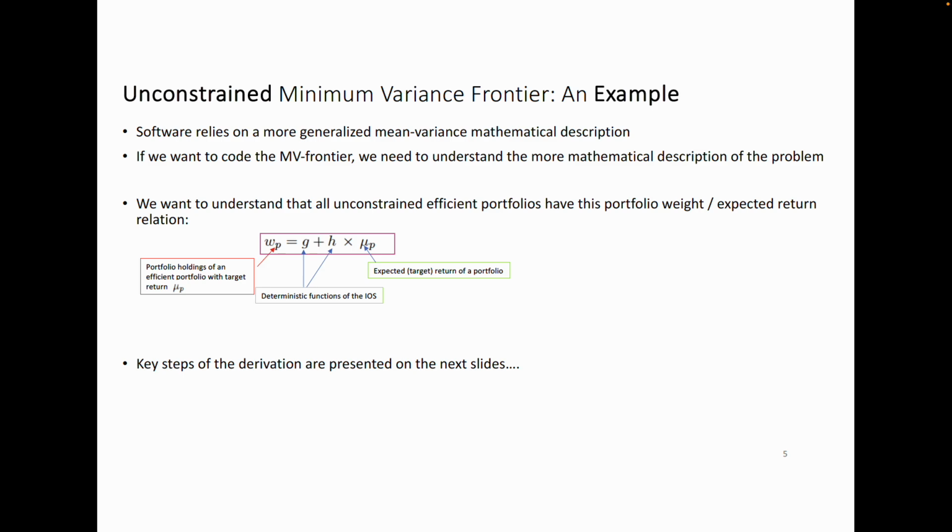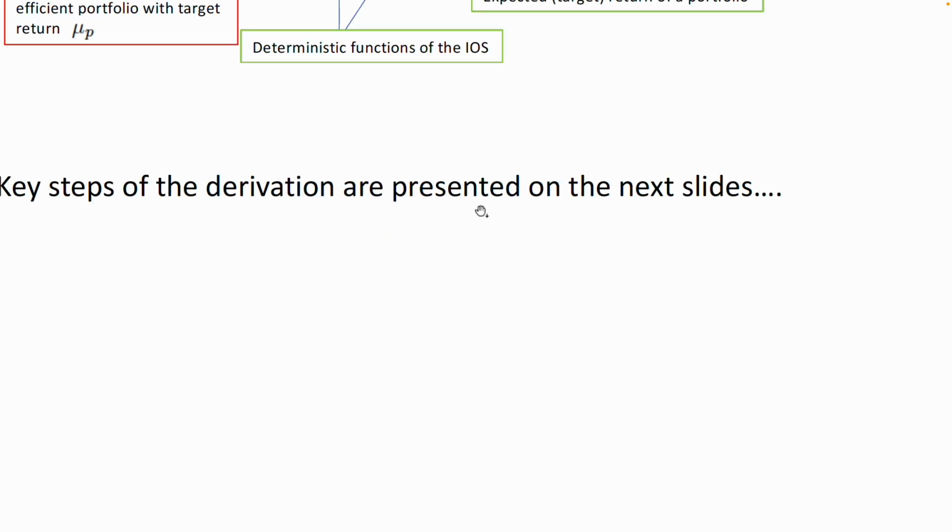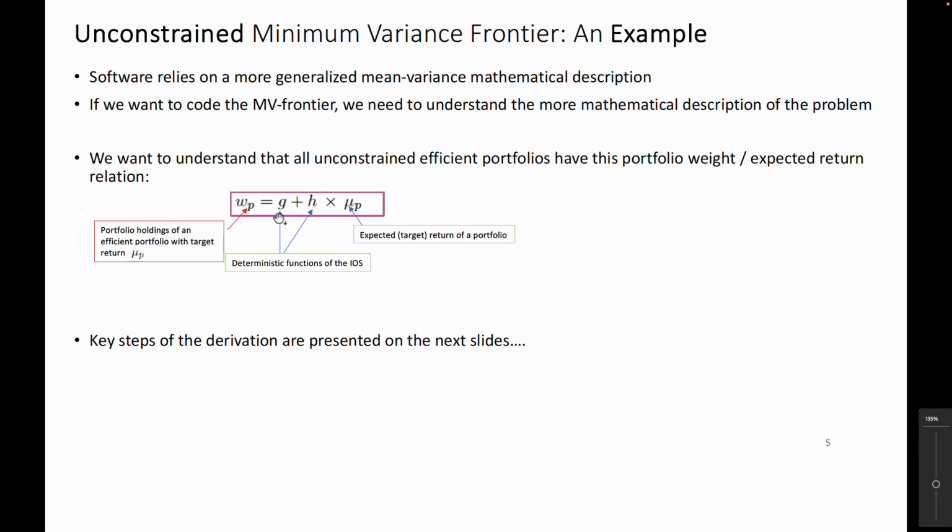And that is what I want to go through today, because if you see any type of software related to asset allocation, or if you program your own, then it turns out for the minimum variance frontier, which we will derive in a moment, there is a relationship between the portfolio holdings of an efficient portfolio, w_P, and the target expected return, μ_P. There's an affine relationship between these two, and that's what we're going to derive.